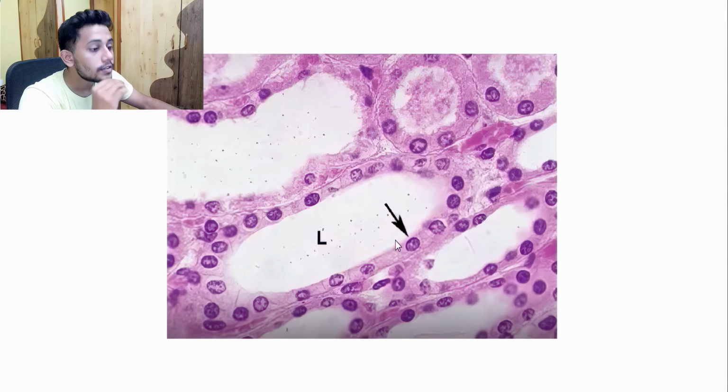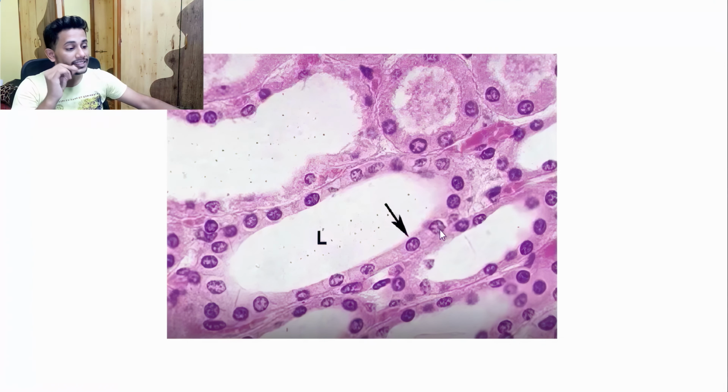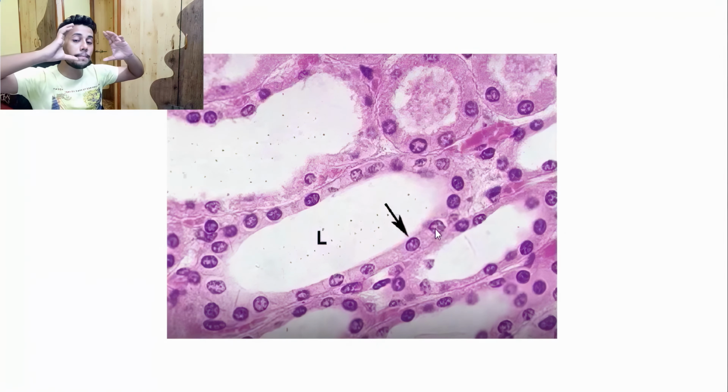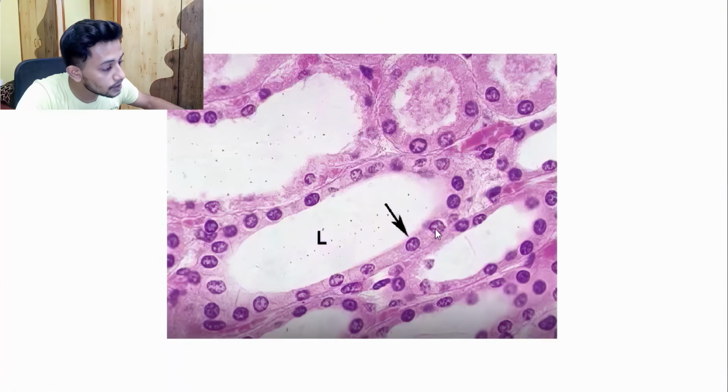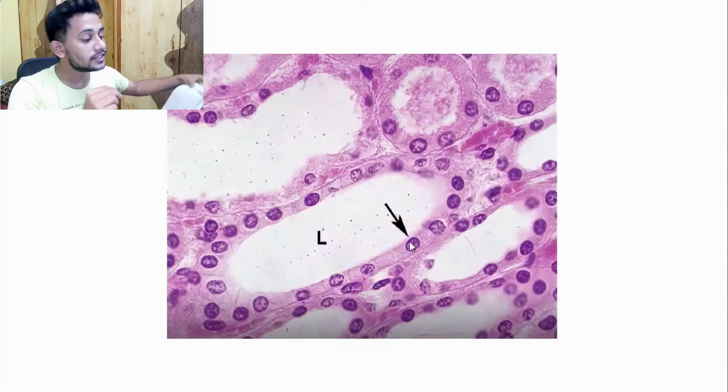So we need to focus on that. Let's focus on this. So simple cuboidal. Simple means there's only one layer. So let's see. We have the lumen here and we have the cells here. As you can see, there's only one layer. Anywhere you look, there's only one layer, which makes this simple. Now cuboidal means it has the same width and the same height. So let's focus on this arrow right here. This has the same width and the same height. So it is one layer, which makes it simple, and it has the same height and same width, which makes it the simple cuboidal kind of epithelium.